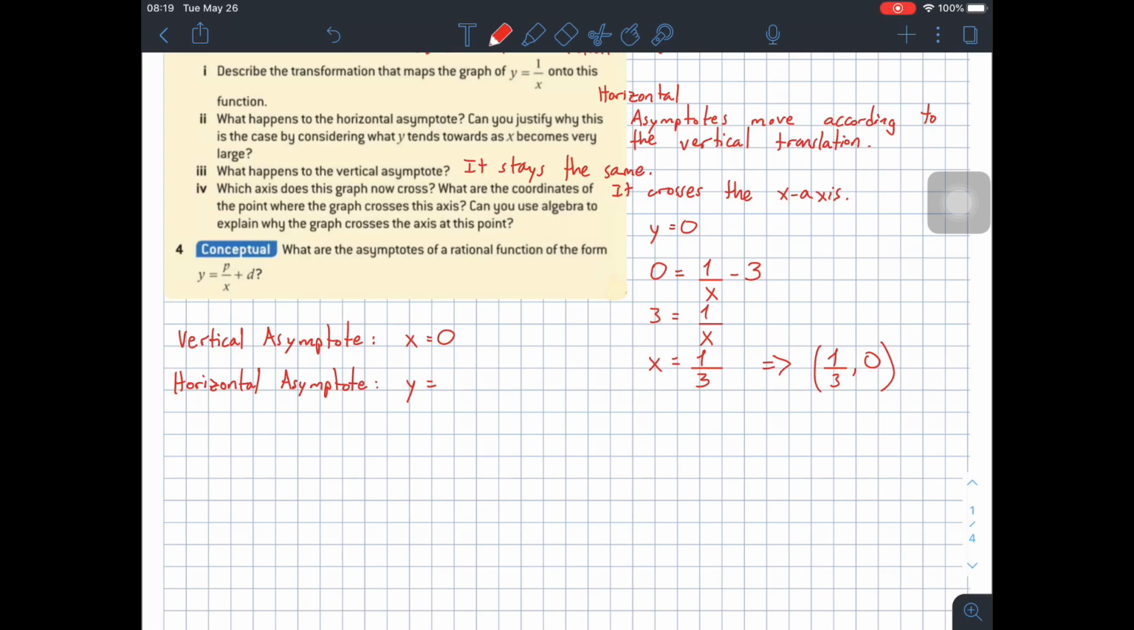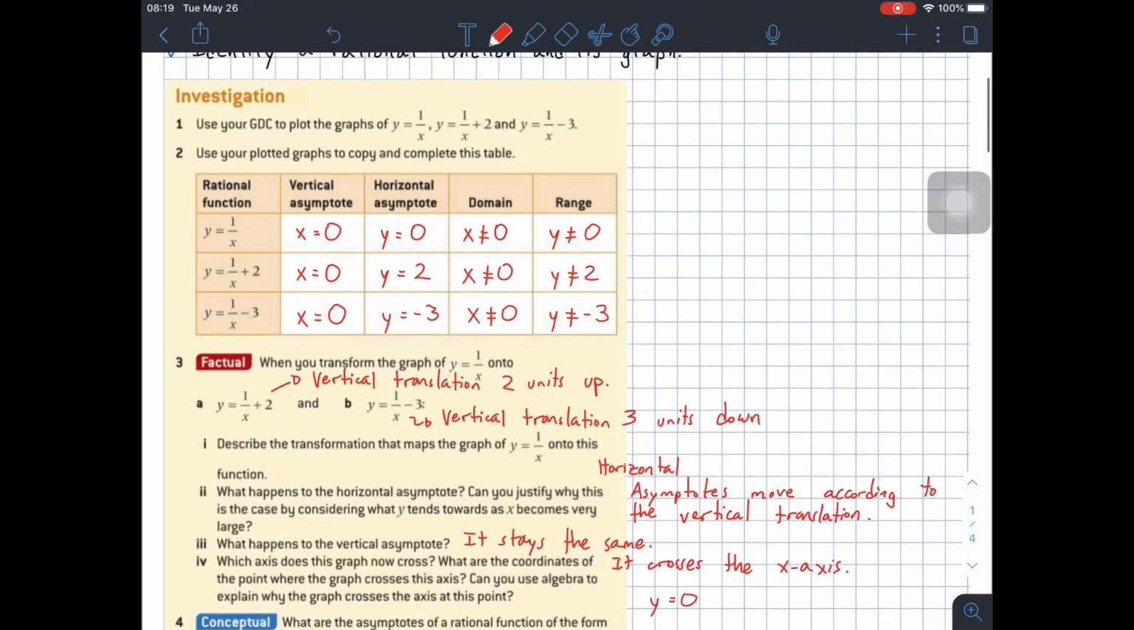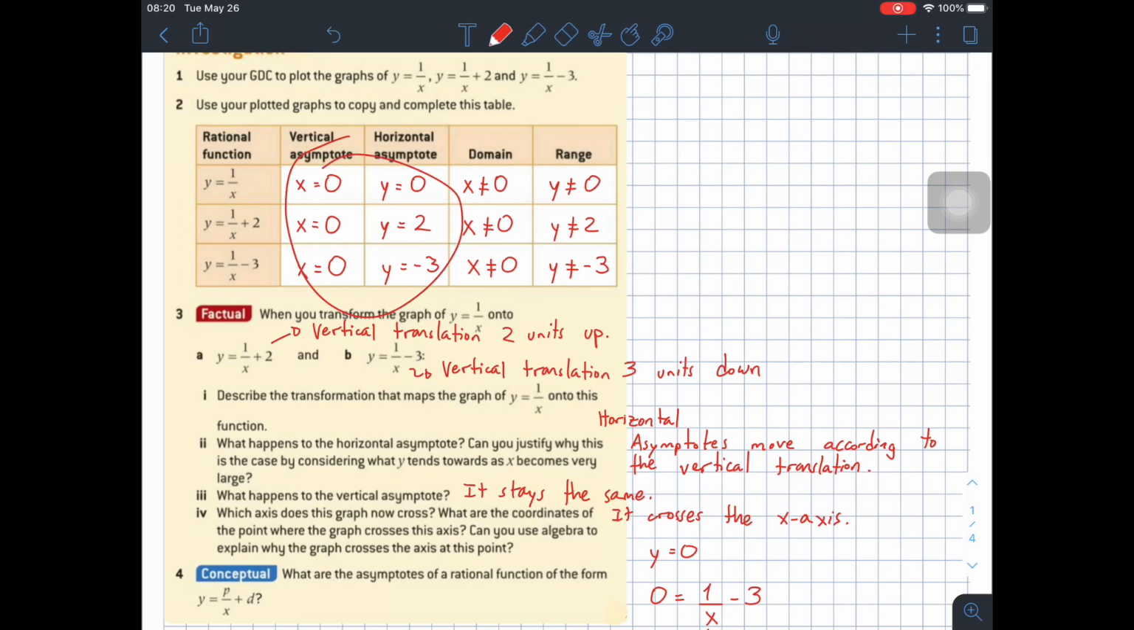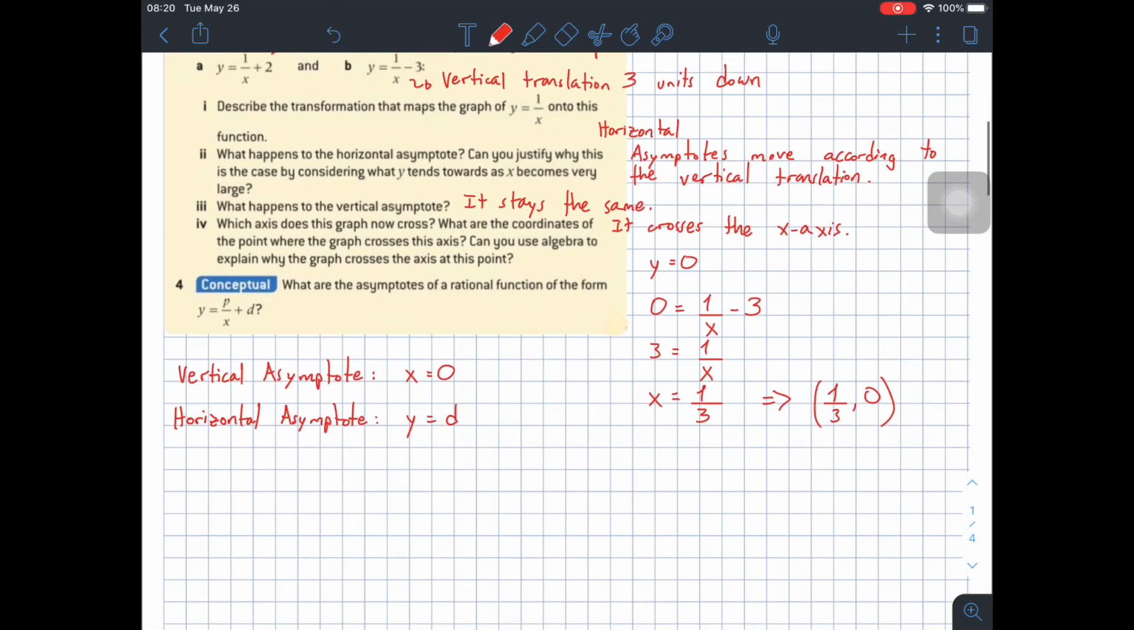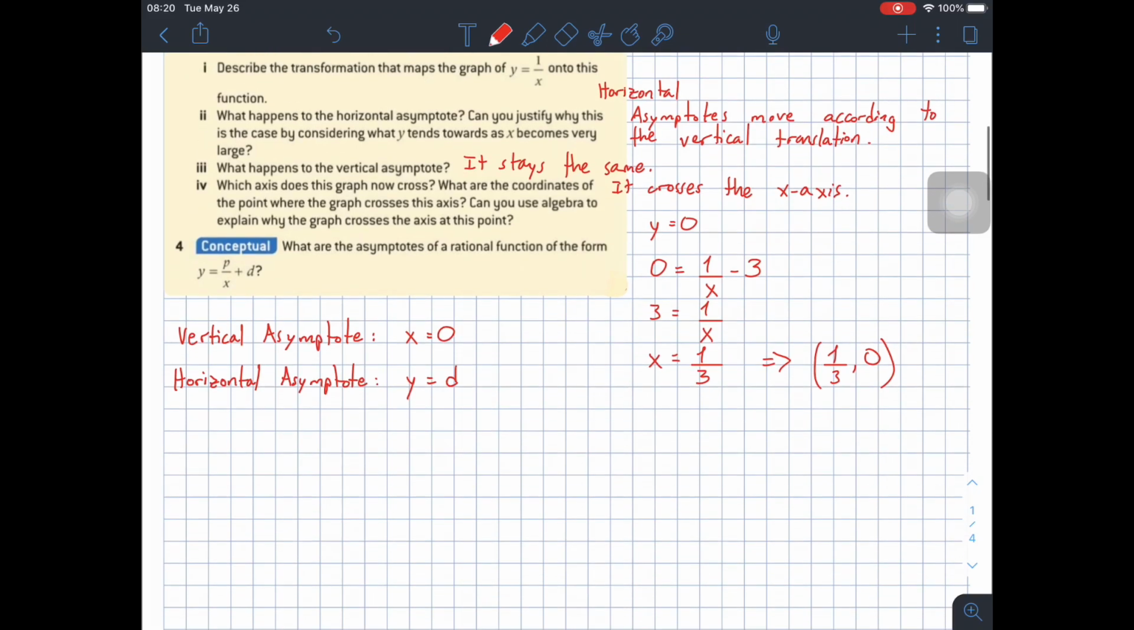And you see that we're not looking at this value of p over here. In this first investigation, we saw that the value of p is always 1, but it doesn't matter if it was a different value. It wouldn't affect the vertical and horizontal asymptote. Remember that the value of p is causing a vertical or horizontal stretch, but it is not moving the position of the rational function. It's just changing its shape a little bit. Okay, so I hope this is clear.